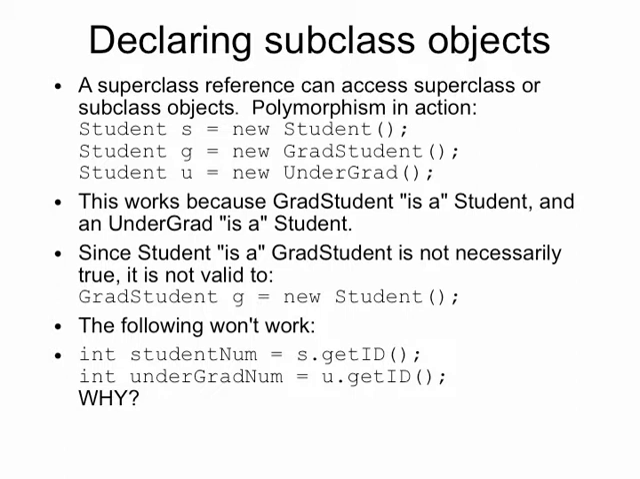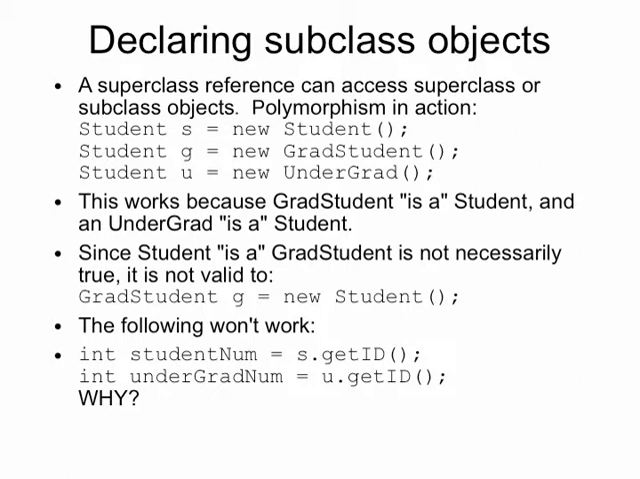But look at the next line down, where our reference type is Student, but it's referencing an object of GradStudent. That's okay, that's polymorphism. Because of the is-a relationship, GradStudent is a Student, this works. So Student u = new Undergrad, Undergrad is a Student, and so that works. It is not valid to go the other way. We can't have a GradStudent reference referencing an object of the Student class. That doesn't work, but we can have a superclass reference that references an object of the subclass.